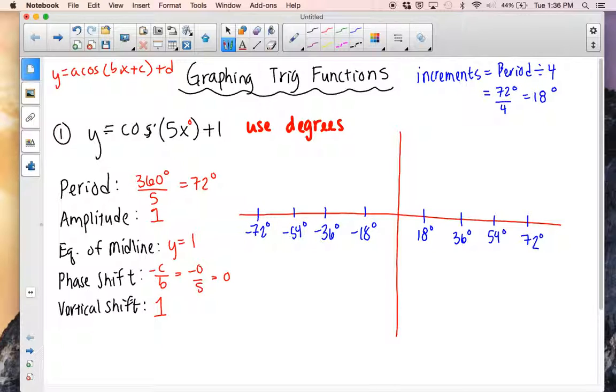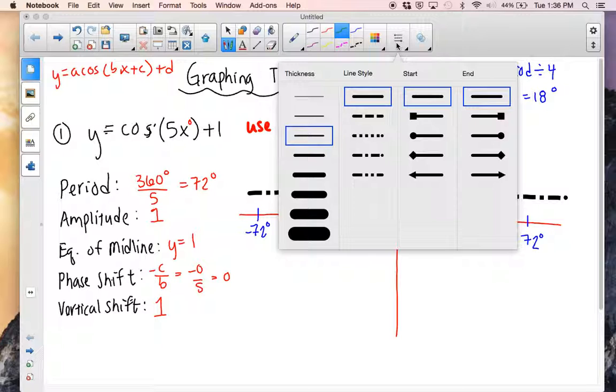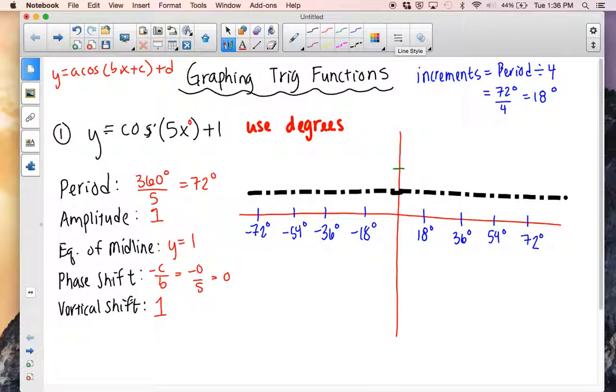Now my midline is y equals 1. So I'm going to come up to 1. I'm going to draw in my new midline. My amplitude is 1. So that means from my midline I'm going to go up 1 and down 1. And that's the top of my function and the bottom of my function. There is no phase shift. And this is regular cosine. It hasn't been flipped. So I'm just going to start here, 0, down, up, connect, and then this, down 1, up 1, and connect. And that would be the answer there.